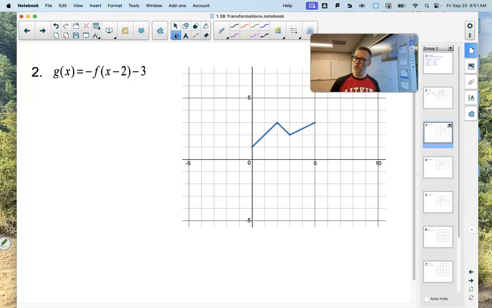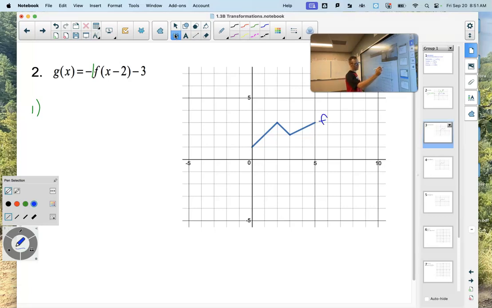Next example. There's a lot more going on here. The first thing I notice is the negative out front. That's really like a -1. When we see negative f, that's really -1 times f. So I see multiplication, -1 times that. I see x minus 2, x minus 3, order of operations. We multiply before we subtract. So my first transformation is going to be with that multiplication. Is that -1 times inside with the x, or is it multiplied to the y values? It's multiplied to the f, which is the y value. So I need to multiply the y values by -1.